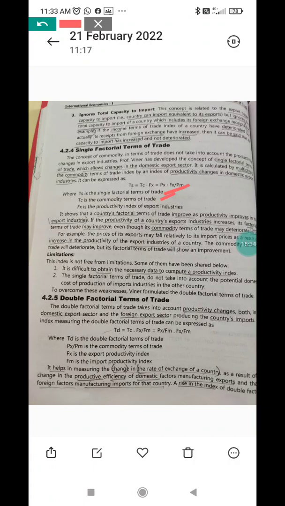FX, the productivity index of export industry. Okay, so here we will see the formula here. TS is equal to TC, FX is equal to PX, FX divided by PM. So it shows that a country's factorial terms of trade improve as productivity improves. So if a country's factorial terms of trade improve, then productivity also improves in its export industries.